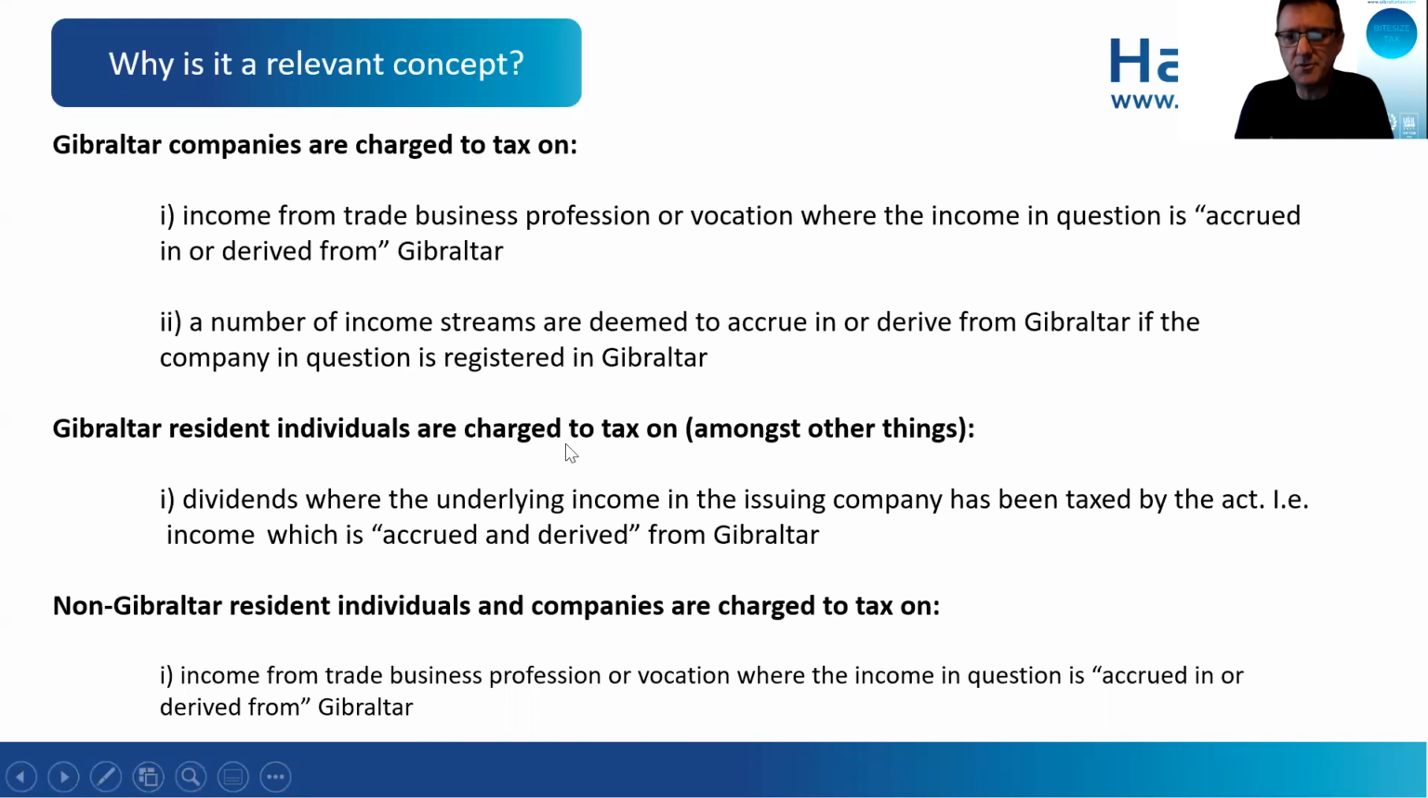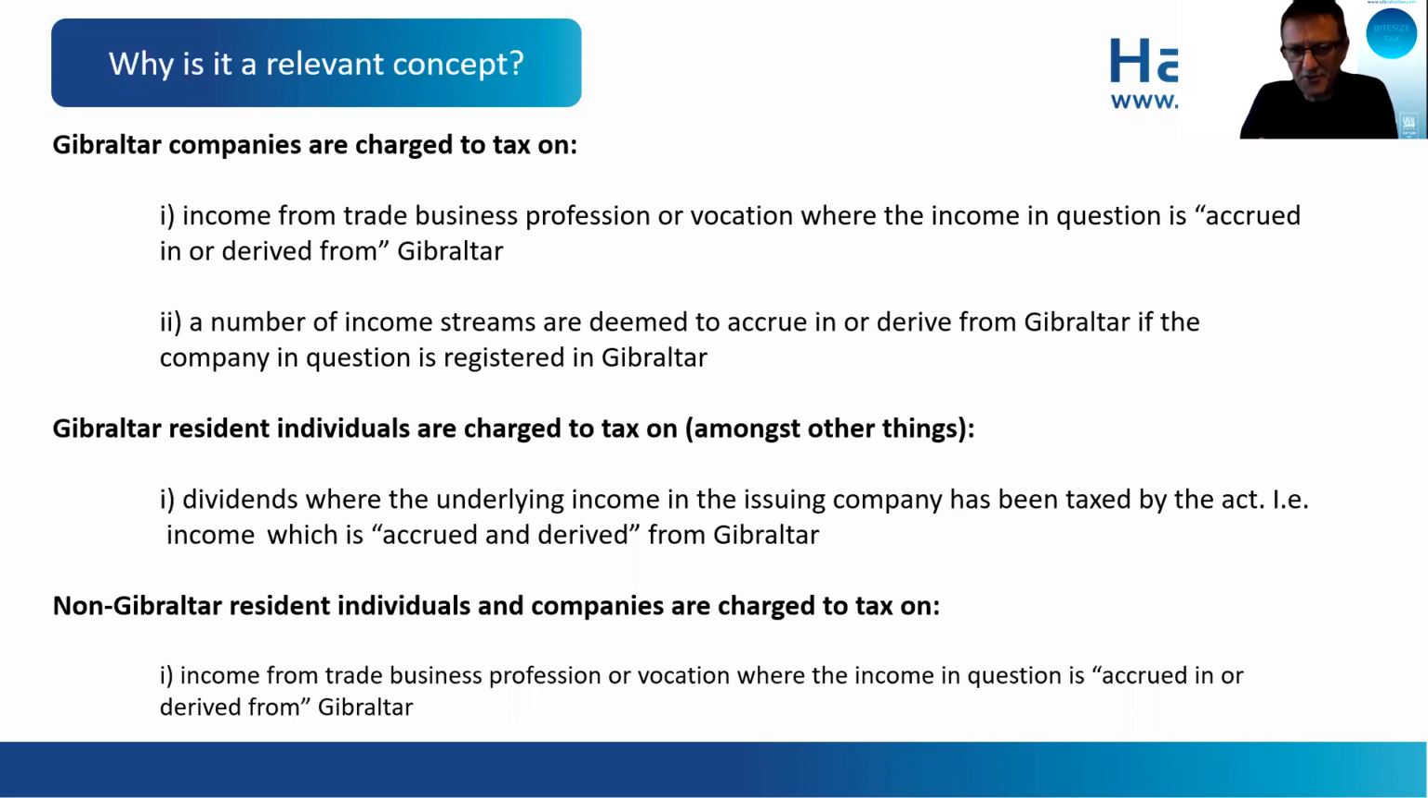And secondly, there are a number of income streams which are deemed to accrue and derive from Gibraltar if the company in question is registered in Gib. So that's intercompany interest, royalties, and non-trade income from movable property. They're contained in Schedule 1 of the Income Tax Act. Even with those three provisions, the form of accrued and derived is maintained, in that the income is deemed to accrue and derive in Gib if the company is registered in Gib.